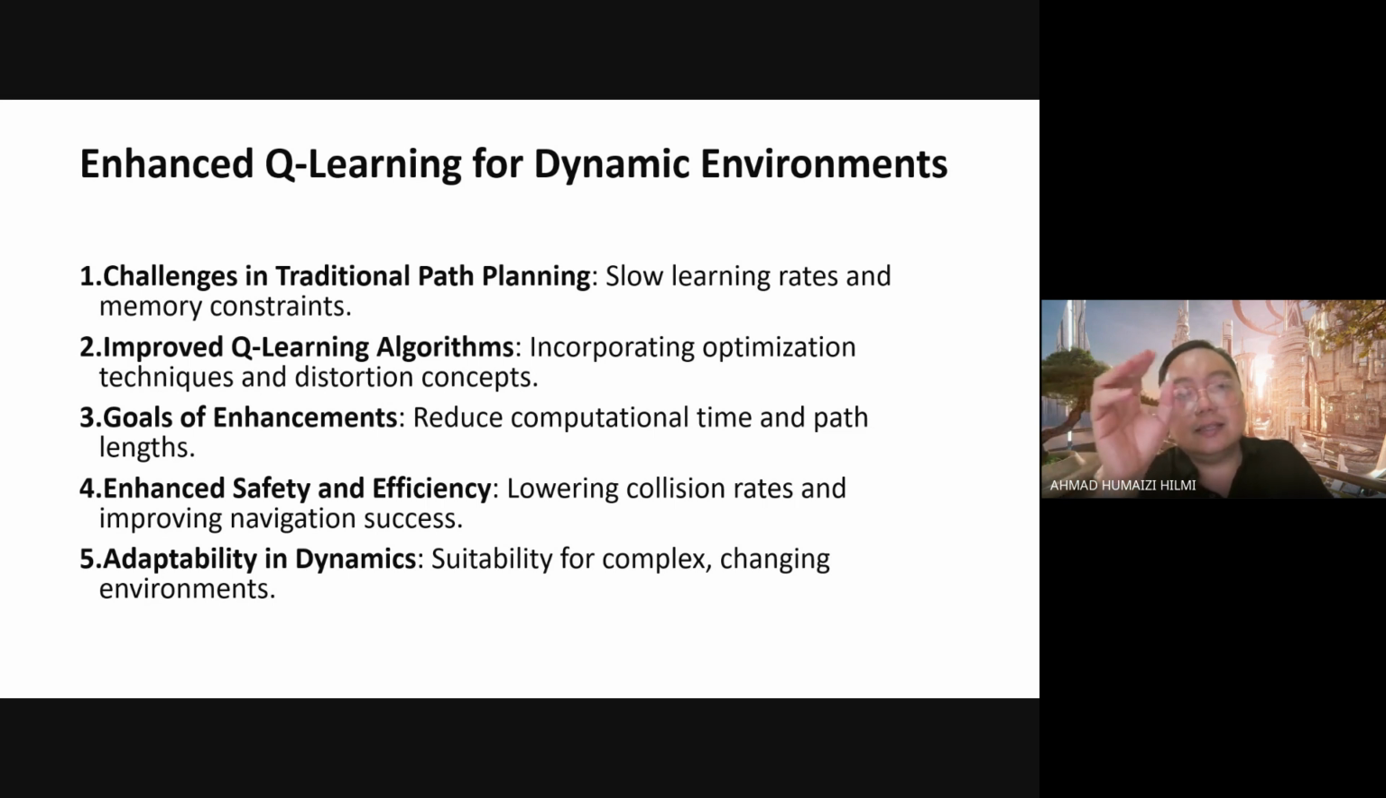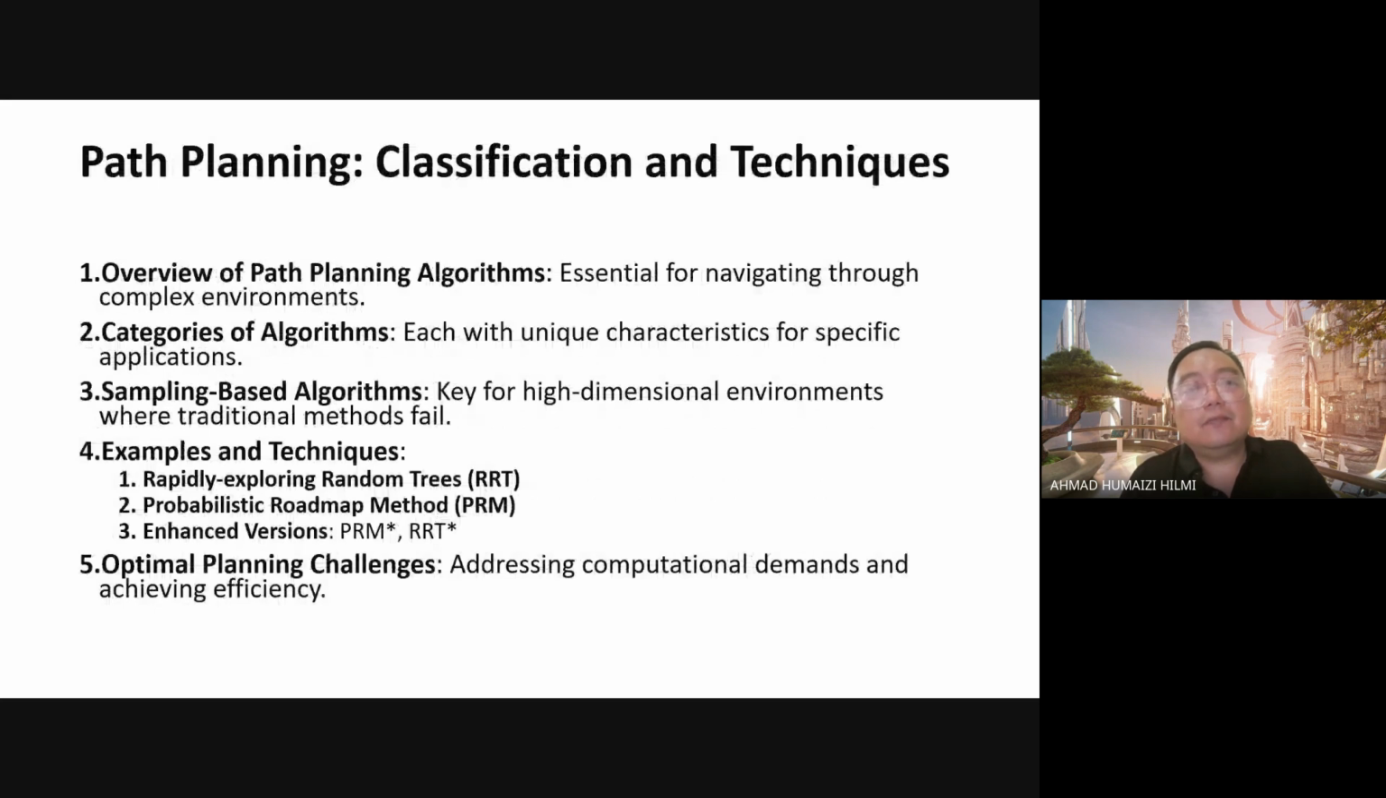Eventually, that machine, that robotic arm, becomes smarter and smarter and smarter. This is the goal for enhanced Q learning for dynamic environments. Okay, path planning classification and techniques.